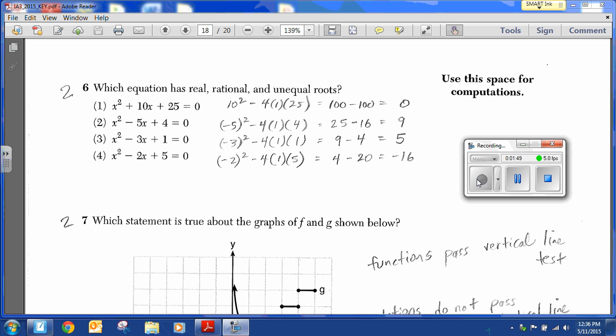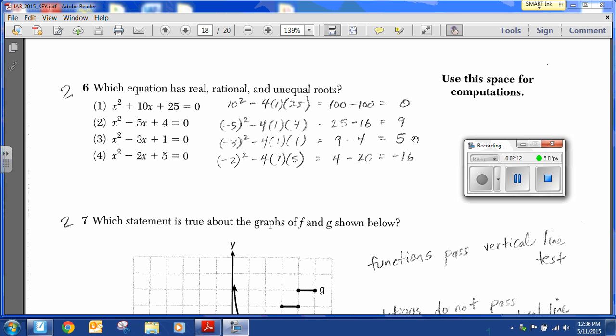Number 6, which equation has real, rational, and unequal roots? Well, this is a discriminant question. You have to do the discriminant each time. B squared minus 4ac. We get 0, we get 9, we get 5, we get negative 16. Well, any negative number discriminant is imaginary, so it can't be that one.